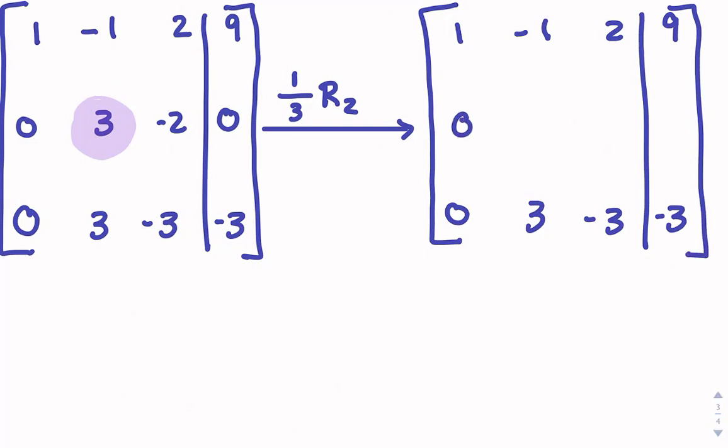Meaning rows 1 and 3 are going to stay the same now. So I would get 0. 3 times 1/3 is 1, which I wanted, so I did it correctly. -2 times 1/3 is -2 over 3. And then 0 times 1/3 is still 0. Again, it is okay if you have a fraction. Life goes on.